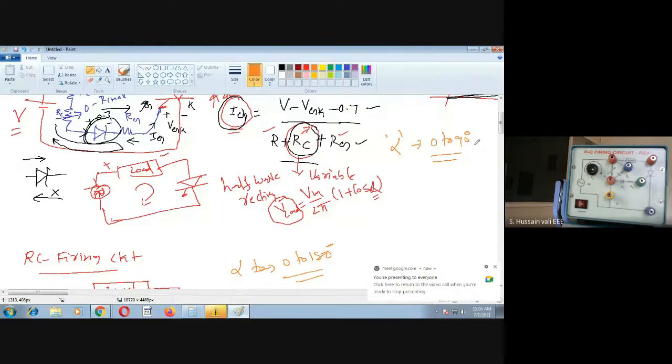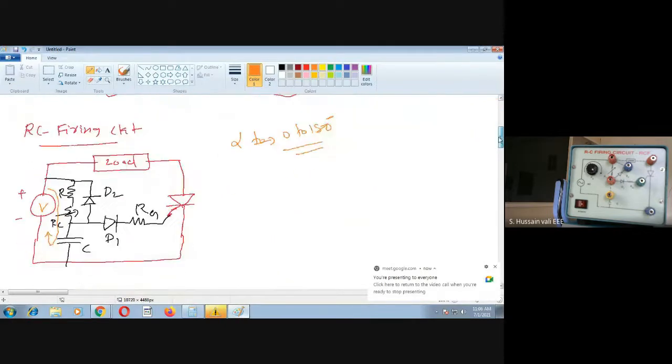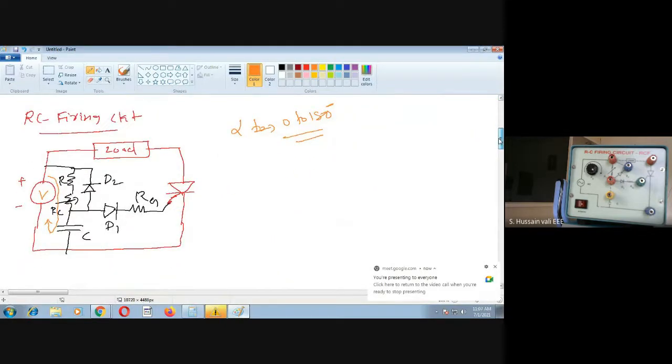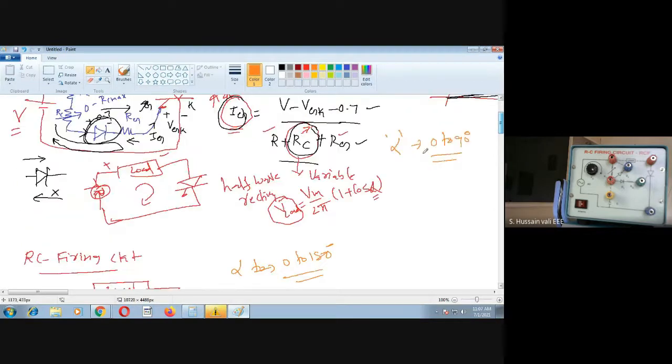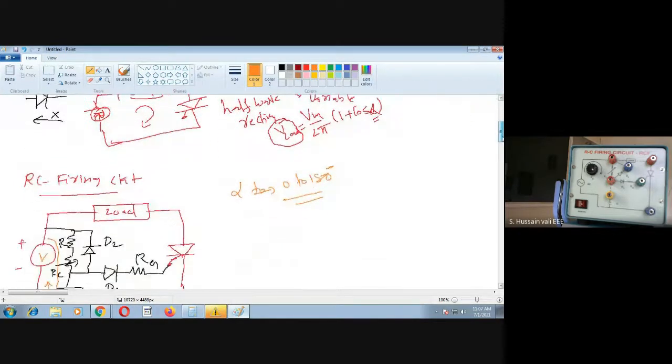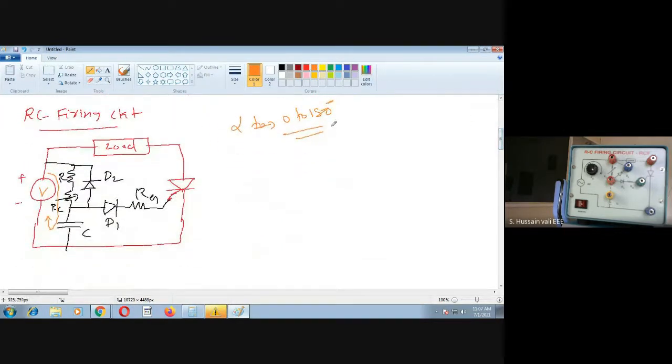So how do we prove this? I want you to go through the corresponding textbooks. You go through some equations and some derivations, and based upon those equations and derivations, you will know yourself that yes, we can vary the firing angle here from 0 to 180.